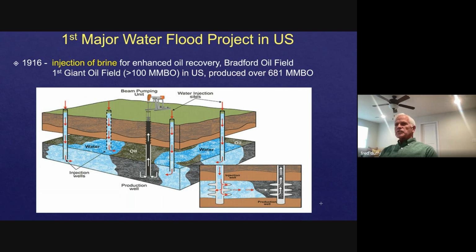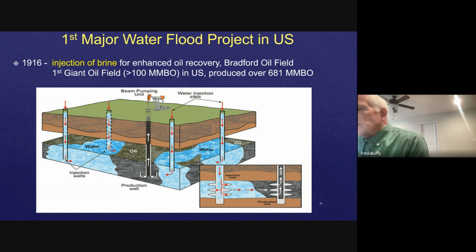Okay, the first major water flood project in the United States, as noted on that second slide, was back in 1916. At the Bradford oil field in Pennsylvania, they injected brine to increase the production of oil. And Bradford turned out to be the first giant oil field in the United States. A giant oil field is noted when the production is greater than 100 million barrels of oil. As of today, Bradford has produced probably closer to 700 million barrels of oil.